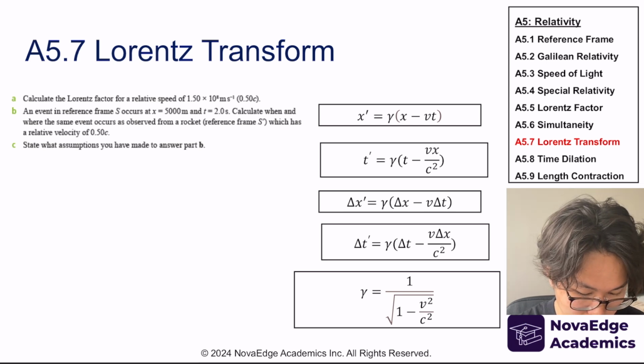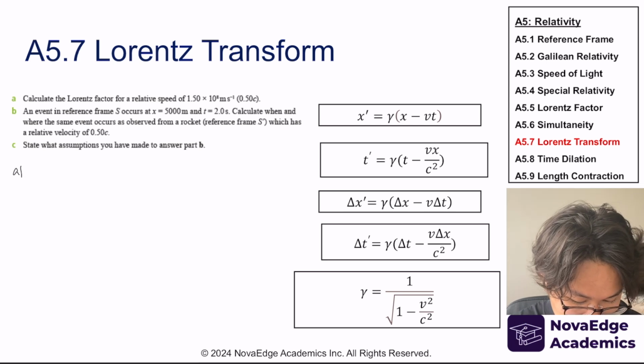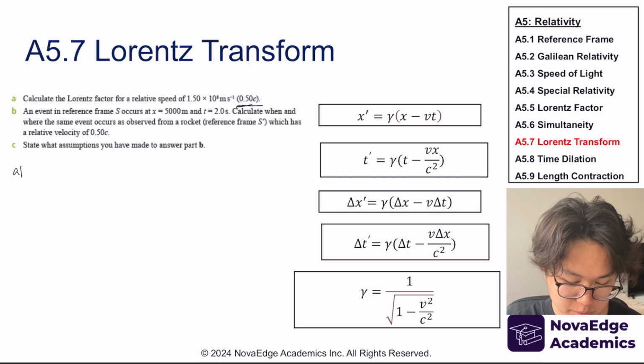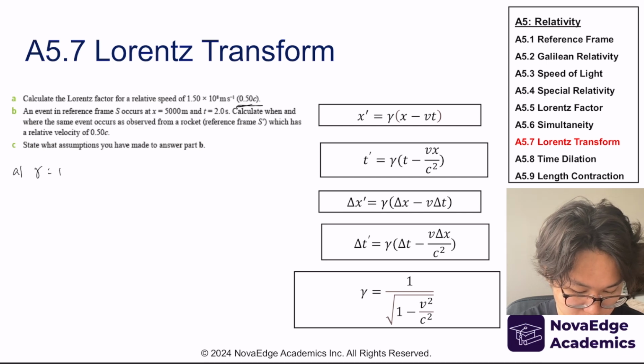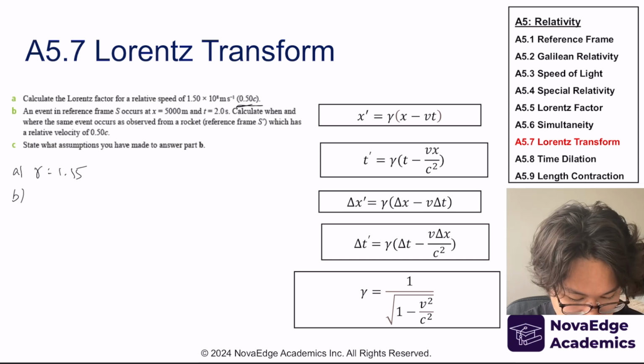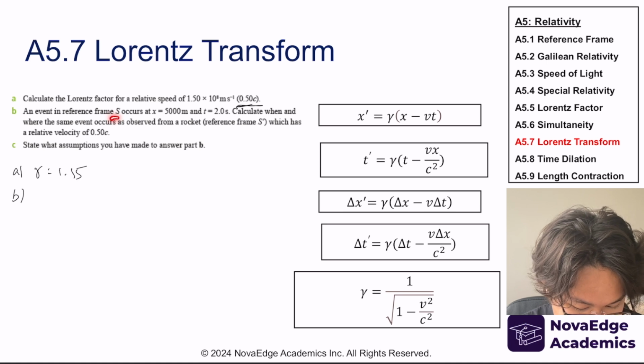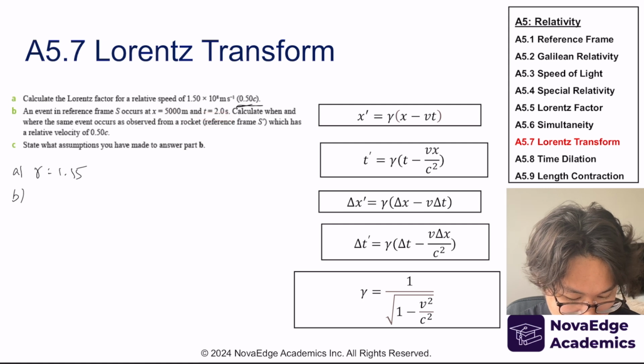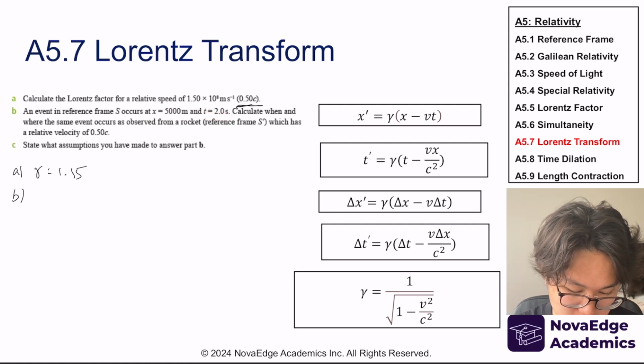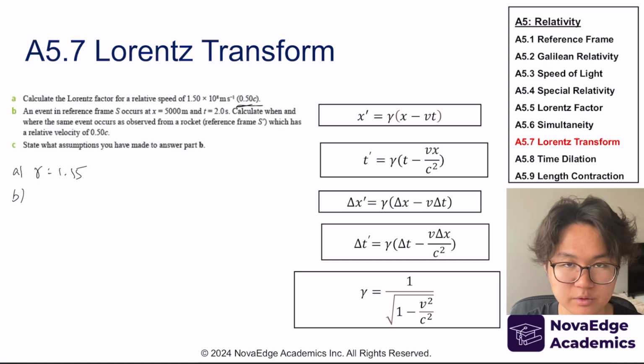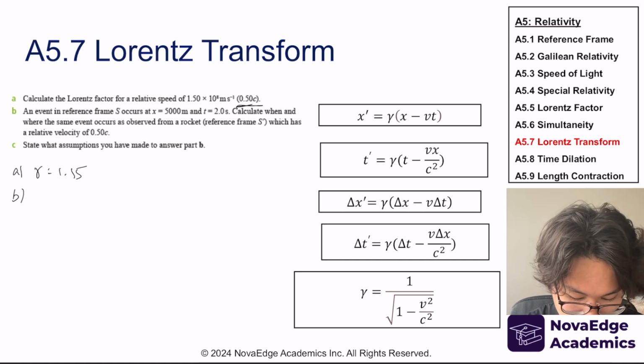Okay, so Lorentz factor, let's find the Lorentz factor. Well, we actually already know because we computed this before. It's equal to 1.15. If you're not sure how, then check the previous slides. Part B, in reference frame S, events occur at x equals 5,000 and t equals 2. Calculate when and where the same event occurs as observed from another reference frame which has a relative velocity of 0.5. Okay, so we basically use these guys.